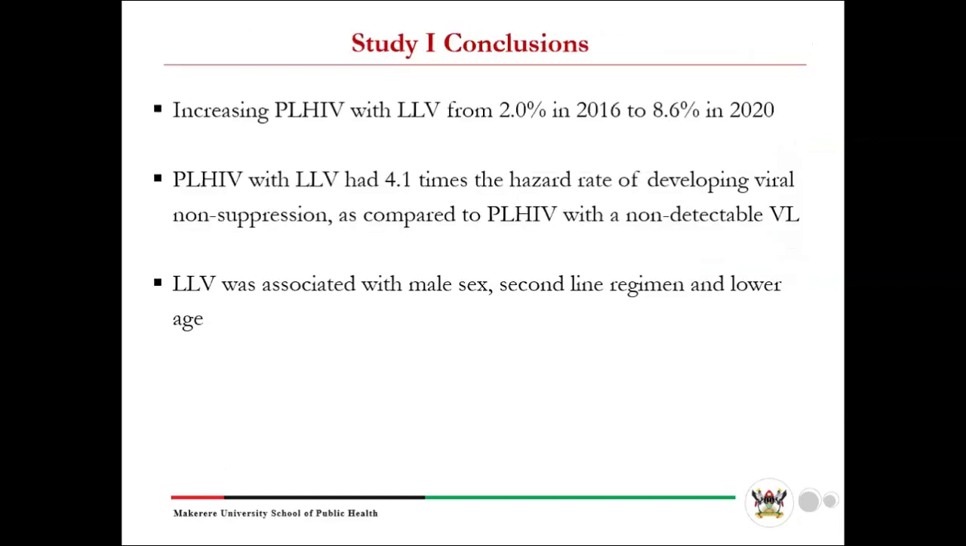And the conclusions from this study were basically an increasing number of people with low-level viremia from 2% in 2016 to 8.6% in 2020, and then an increased risk of 4.1 of developing viral non-suppression among people who have low-level viremia as compared to those with a non-detectable viral load. And then low-level viremia was associated with male sex, second-line regimen, and lower age.